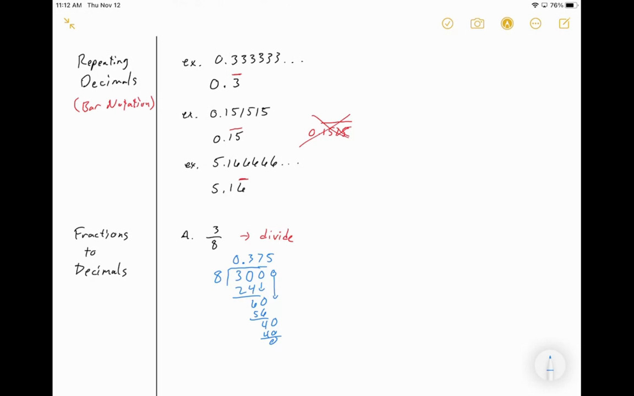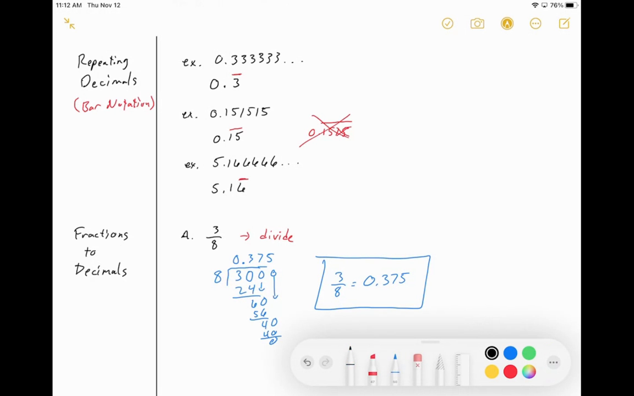Okay, so what's my answer? 3/8 is equal to 0.375. That makes sense? Right? It's just division. That's all you gotta do is division. So it takes a little bit of time, but totally doable. Okay.